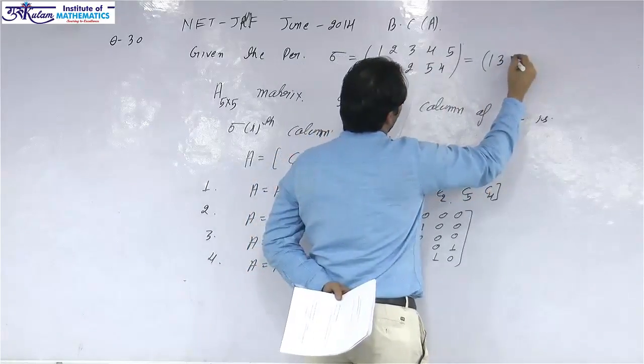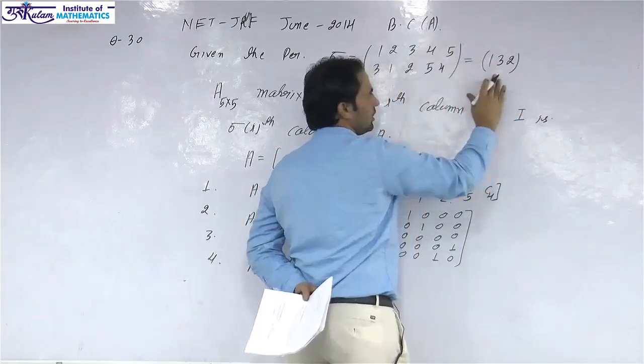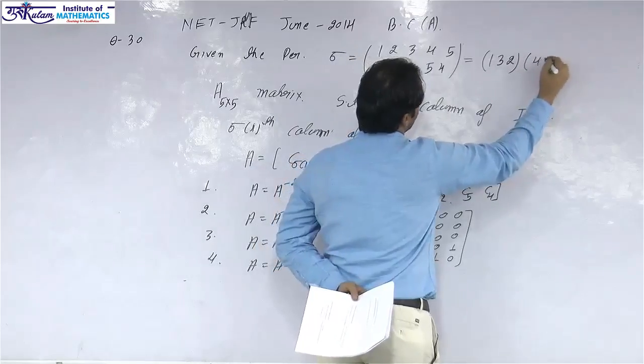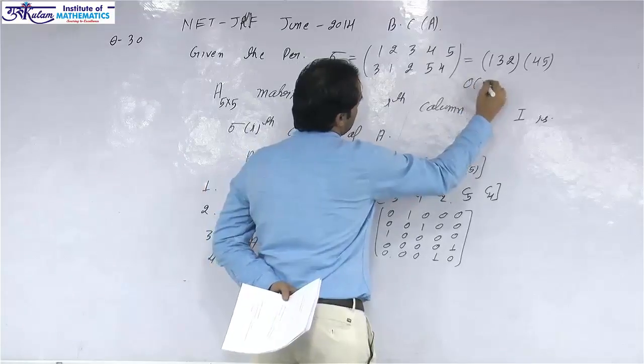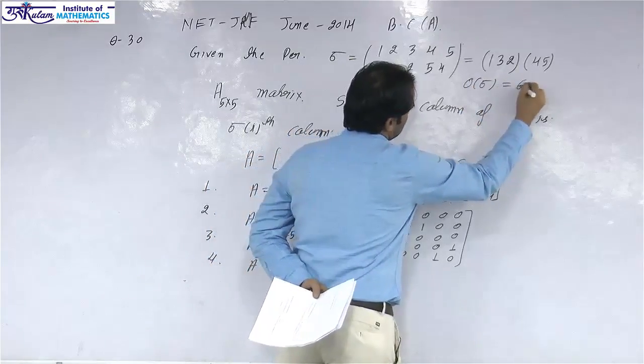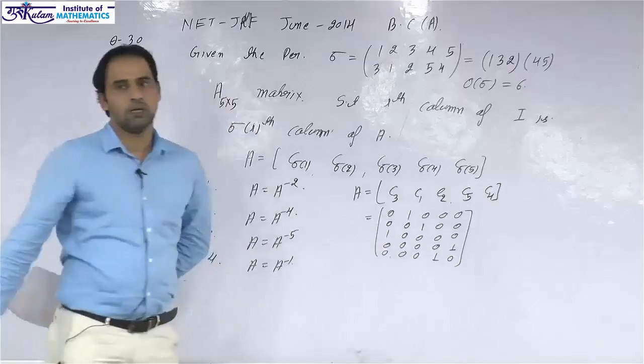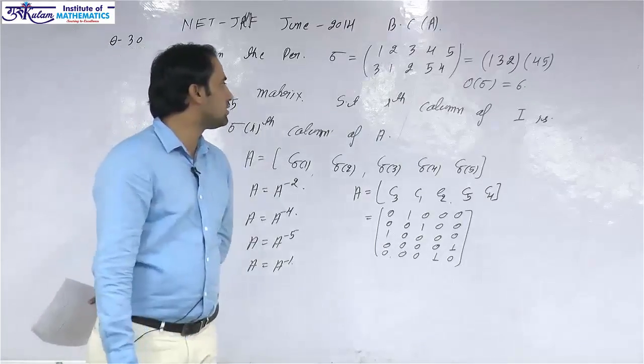You can check this sigma is simply: the image of 1 is 3, the image of 3 is 2, and the image of 2 is 1. So it is a 3 cycle. Then the image of 4 is 5, and the image of 5 is 4. So the order of sigma is 6, since it is the LCM of the lengths of the disjoint cycles.